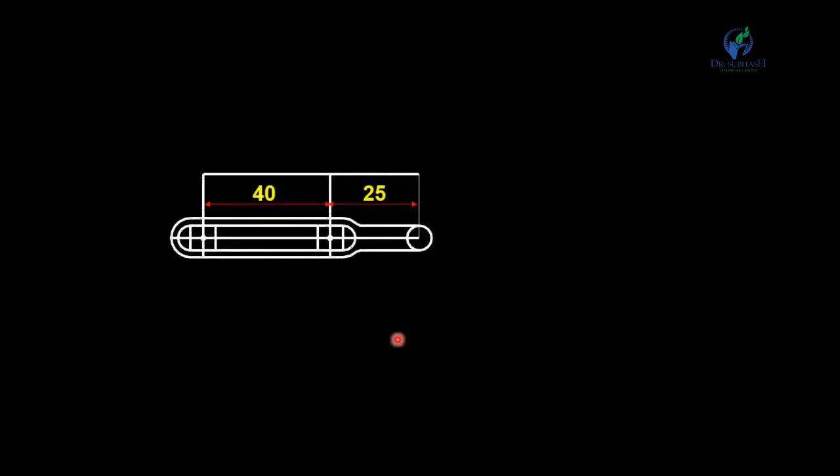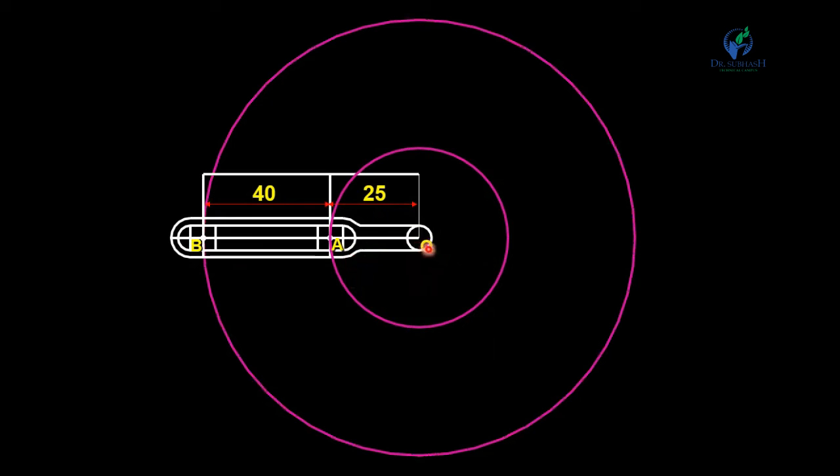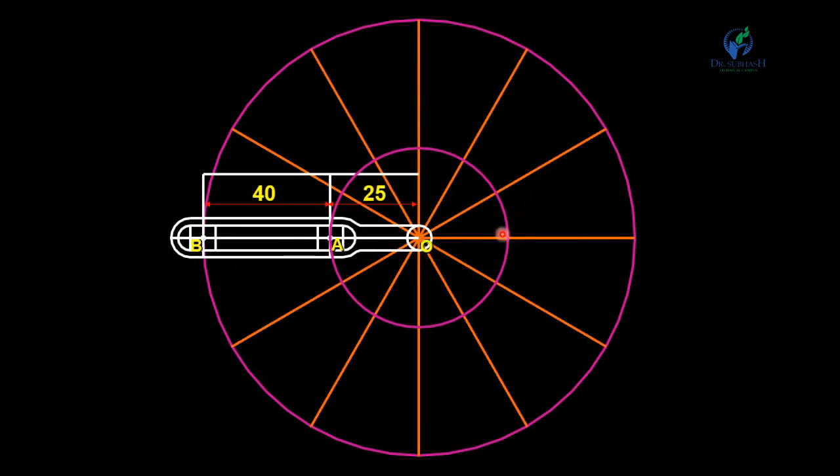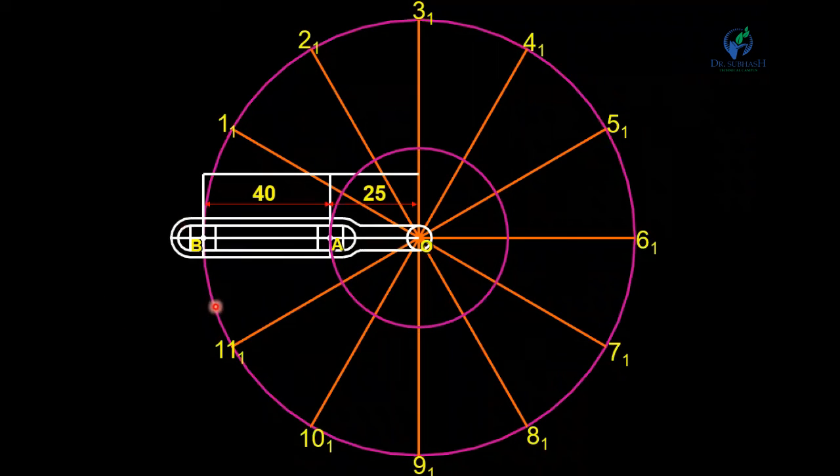You can see here the link OAB with O as the center, and this distance is 25 mm. First of all draw a circle of radius 25 mm and another circle of radius 40 plus 25, that means 65 mm. Now divide this circle into 12 divisions, 1, 2, 3, 4 up to 12. Now divide this distance AB into 12 divisions. Now with O as the center and radius equal to O1, draw an arc. You will get the point P1. Now with O as center and O2 radius you will get the point P2.